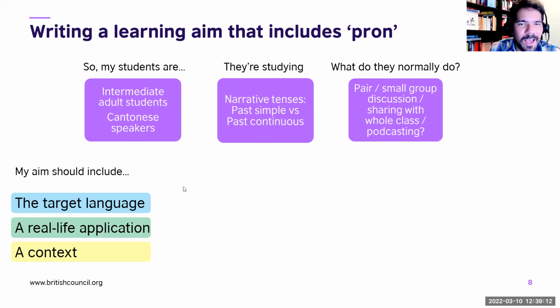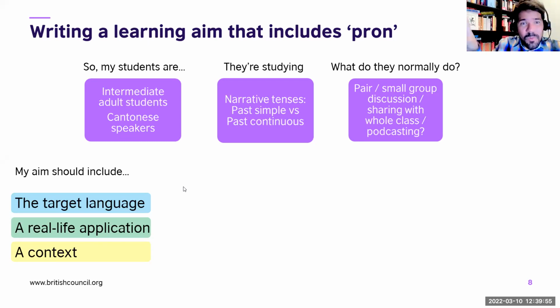I normally think of objectives. Remember that this session is also about planning. So I'm thinking in terms of planning. I need an aim, and my aim needs to include the target language, a real life application, and a context. It can include other things, but these are the bare minimum. These are the foundational pillars. I want to keep using the same metaphors. The foundational pillars of your plan, of your learning aim. Target language, real life application, and a context.